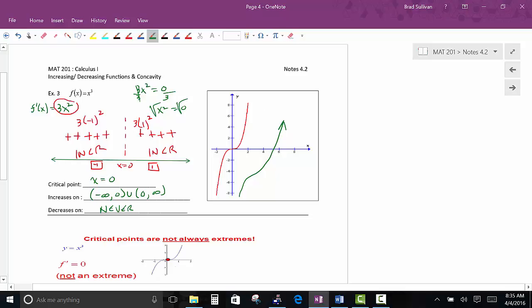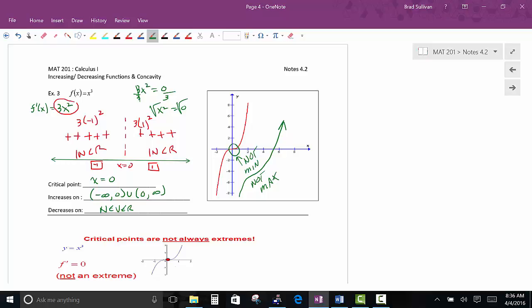Okay. Would you consider this point right here to be a minimum or a maximum? No. Okay. Remember what a local minimum or maximum is: the function's got to change directions. It's got to go from decreasing to increasing or vice versa. So that is not a minimum, and it's also not a maximum. Okay? So remember, if you find a place where the derivative is 0, that doesn't mean it's going to be a maximum or a minimum. Okay? Okay, so any questions so far?